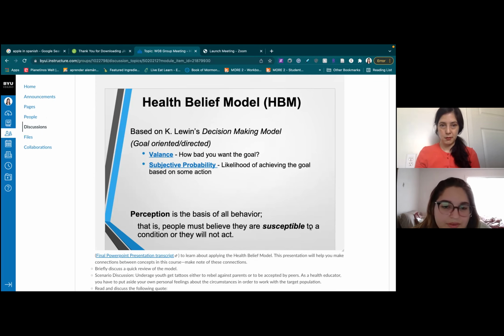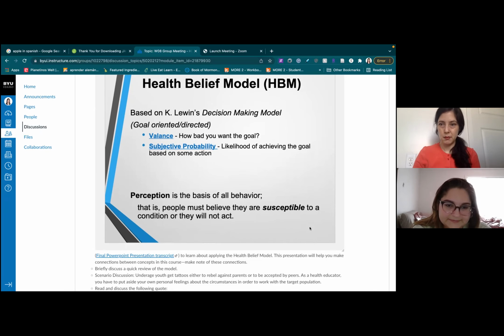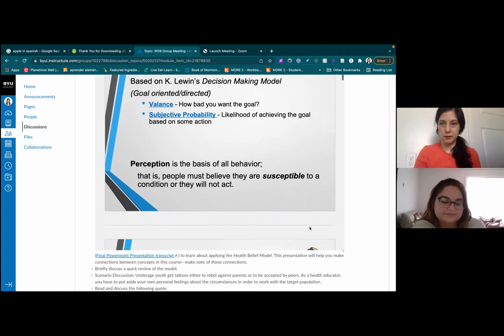Balance how bad you want the goal and subjective probability, the likelihood of achieving the goal based on some action. Perception is the basis of all behavior. That is, people must believe that they are susceptible to a condition or they will not act. Yeah, I think that one's pretty straightforward.